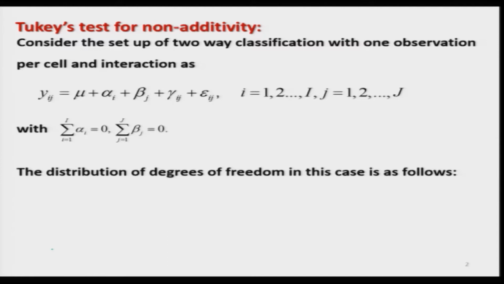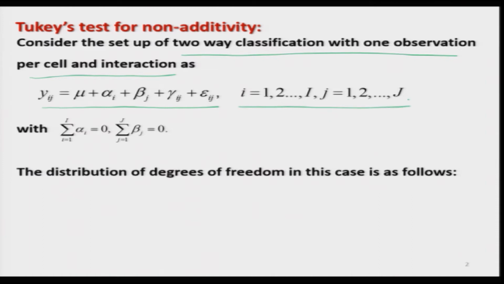Okay. Now we are going to consider the setup of two-way classification with one observation per cell and interaction effect. We already developed this when we did the two-way analysis of variance with one observation per cell. So, we have developed this model: y i j is equal to mu plus alpha i plus beta j plus gamma i j plus epsilon i j, where i goes from 1 to capital I and j goes from 1 to capital J, with the constraints that summation alpha i is equal to 0 and summation beta j is equal to 0.